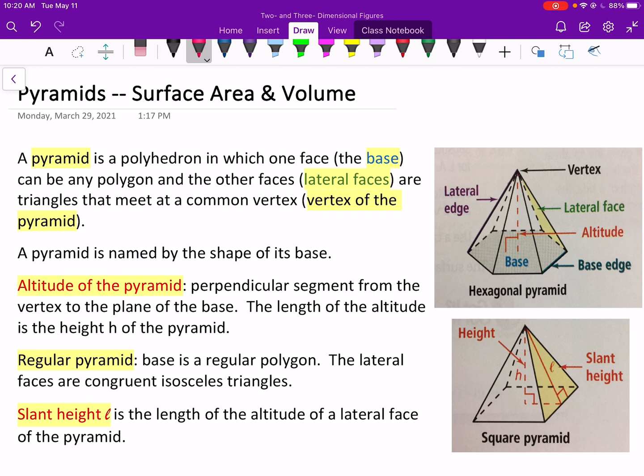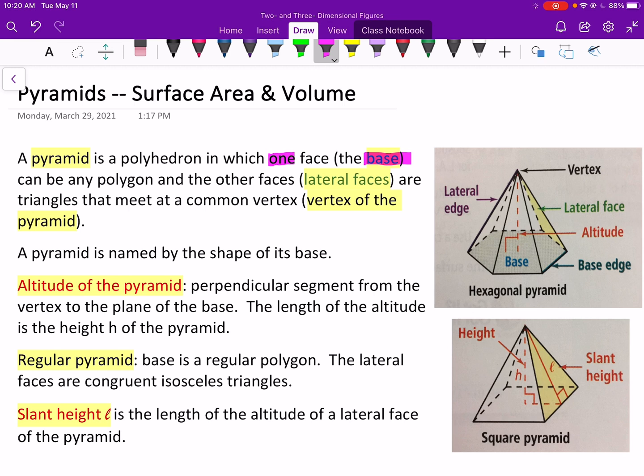A pyramid is a polyhedron, meaning that all the sides, all the faces are polygons. In this case, around the outside, you're going to see triangles, and then the base will be some other polygonal figure. So the sentence says a pyramid is a polyhedron in which one face, the base, notice emphasis on the one, there is one base, and that's going to be any polygon. I've got two pictures here. One's a square and one's a hexagon, so it can be anything.